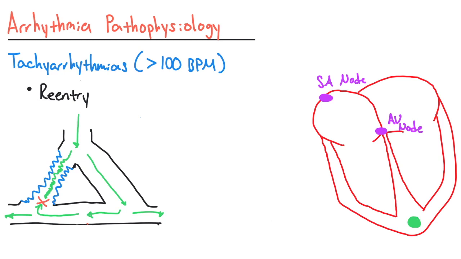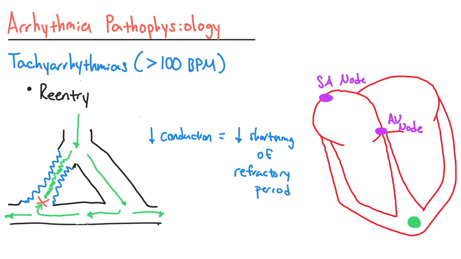The next piece of information that is crucial for the next part of reentry circuits is that in this left branch, in this fibrotic branch where the conduction is slowed down, when we see a decrease in conduction, we're actually going to see an increase or a shortening of the refractory period. What does this look like?